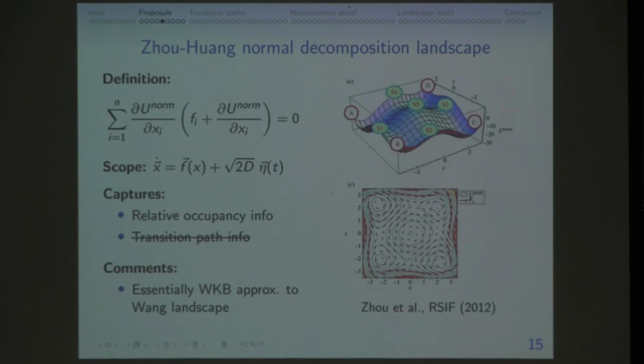There's another one. This one is called the normal decomposition or vector decomposition landscape. This one is much less important than the other one, so I'm going to blaze through this one and some other ones. Essentially, all you need to know about this one is that it can be viewed as a certain approximation of the previous one, valid for certain types of SDE models. And it captures, once again, our first requirement about relative occupancy, and not the second one.